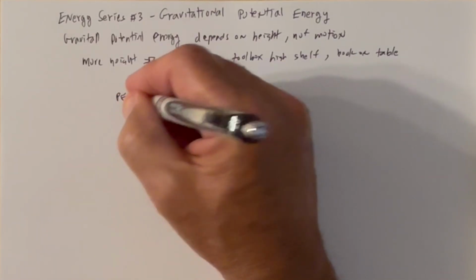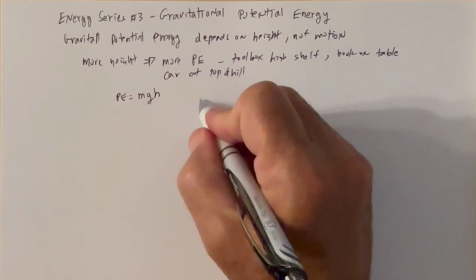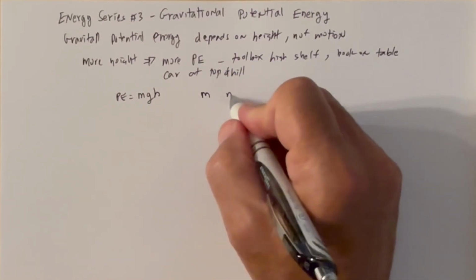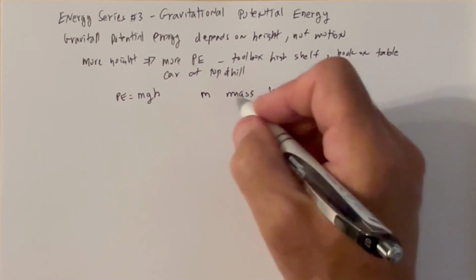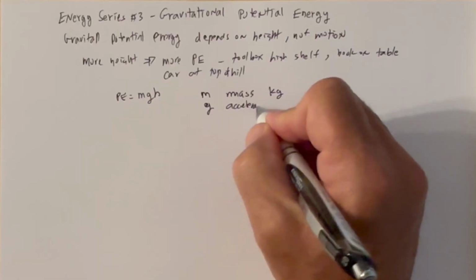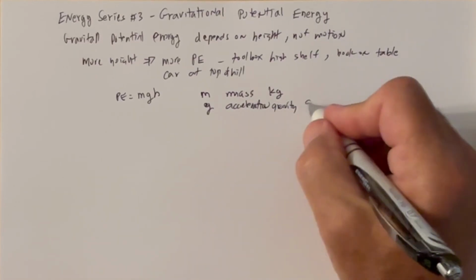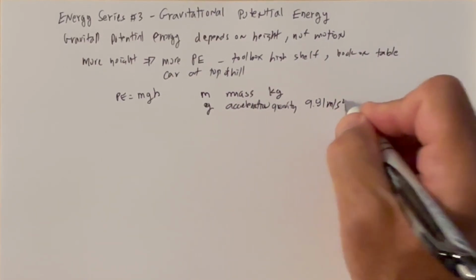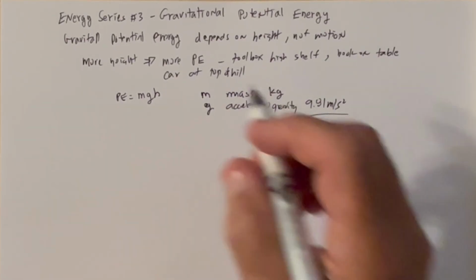Our equation of potential energy is the mass times the acceleration due to gravity times the height. So m is going to be our mass, in units of kilograms in the SI system, and g is going to be our acceleration due to gravity, and that's an average. It's going to be 9.81 meters per second squared. It varies slightly depending on where you're at on the Earth, but that's the one we accept for most problems, unless we get down to a really detailed level. This will work for 99% of everything.